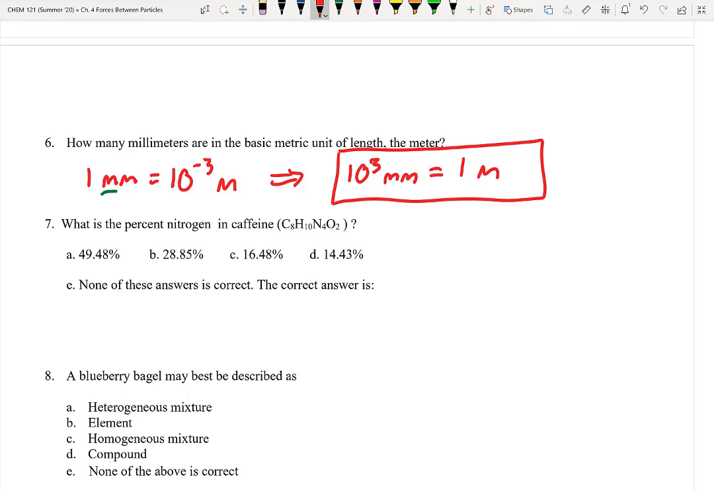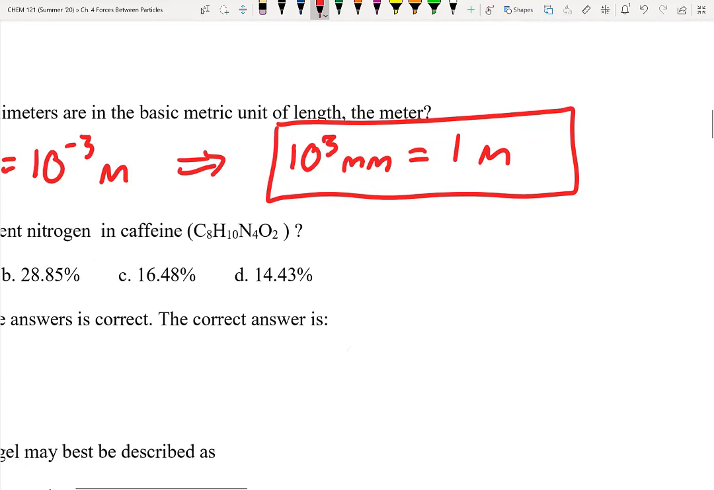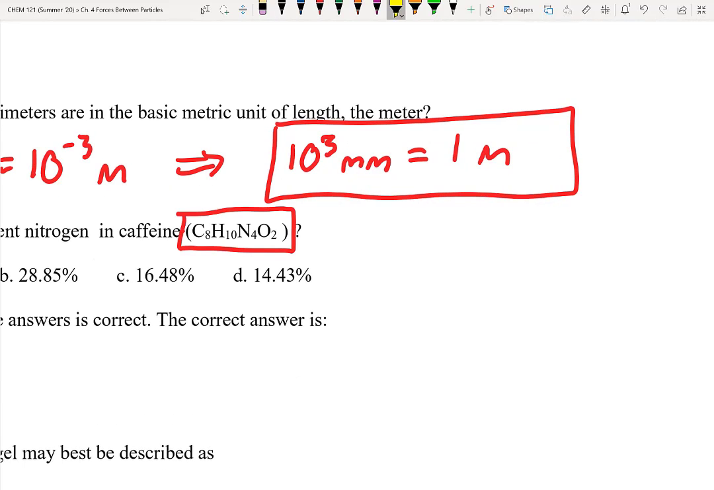All right, number 7 is a tricky one. This is one that students often struggle with. It says, what's the percent nitrogen in caffeine? All right, so what we should do first, I would say, is let's figure out the total mass of this molecule. So in order to do this, we need to really focus in on the molecule itself. And what I'm going to do is break it into parts.